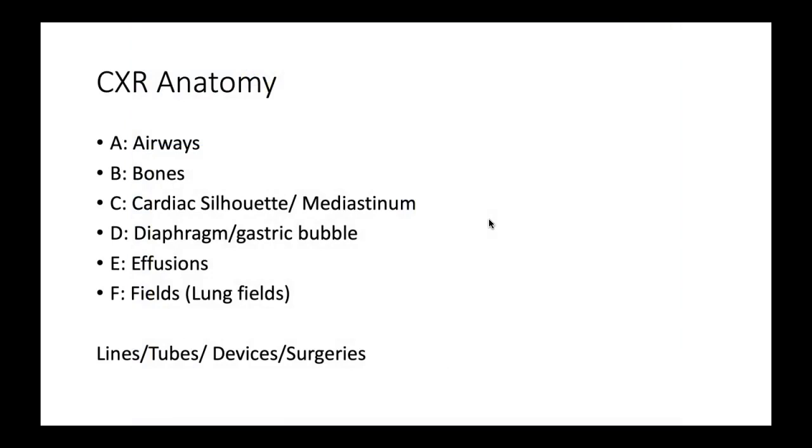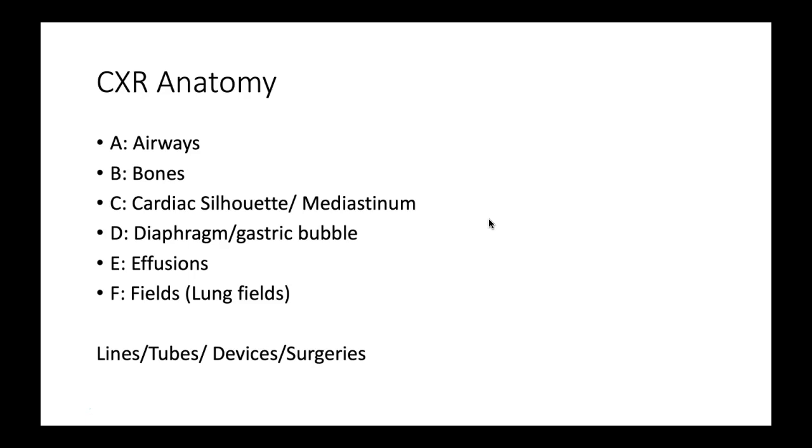When we analyze our chest X-ray, we want to go through these steps each time so we don't miss anything. We follow this A, B, C, D, E, F process. We start with A, which is our airway, and we want to make sure that our trachea is midline. Then we move on to bones, and we want to make sure that the patient is straight, that we see the left and right clavicle, and we should also see the ribs coming around.